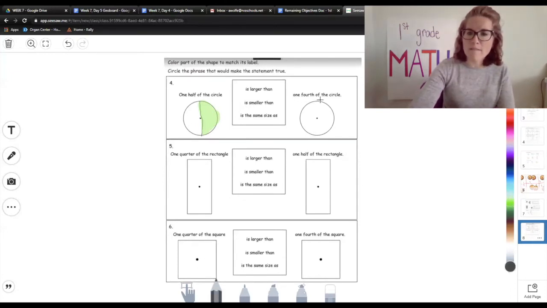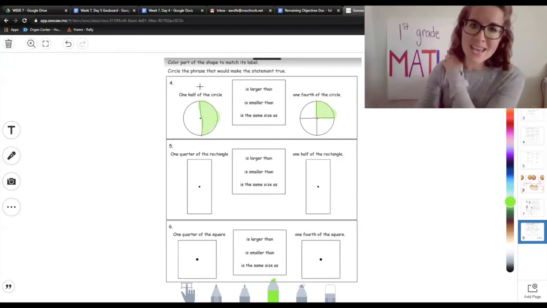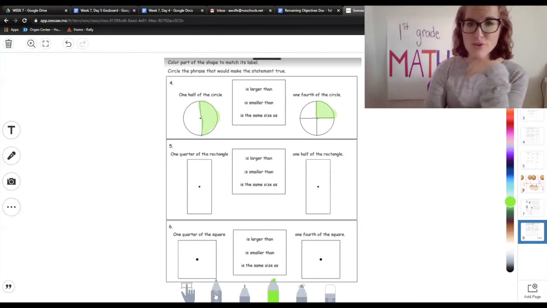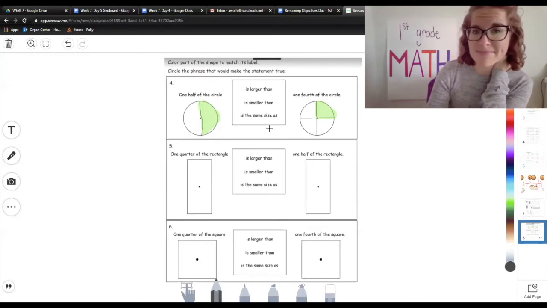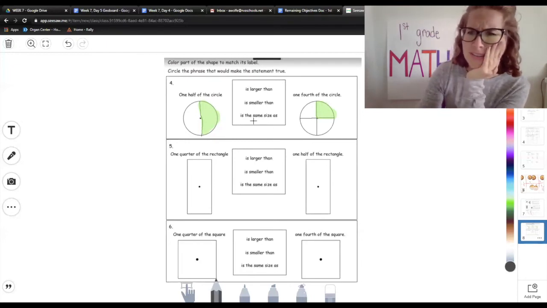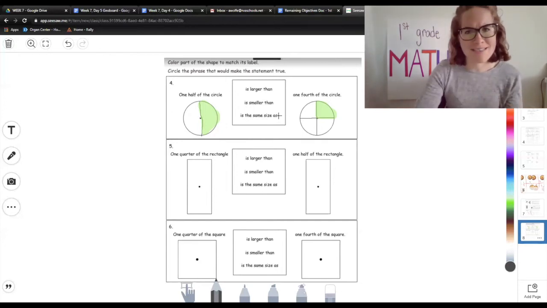Now this says 1/4 of the circle. So 1/4 means we're going to divide it into quarters. So cut it into quarters. And we're going to color 1/4. Okay? Now, circle the phrase that would make the statement true. Let's see. 1/2 of the circle is larger than 1/4, is smaller than 1/4, or is the same size? 1/2 of the circle is the same size as 1/4. I know that's not the answer, so I'm going to cross that out because this part in green and this part in green are not the same size.